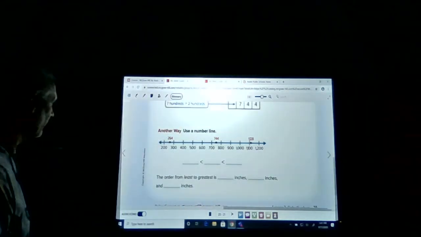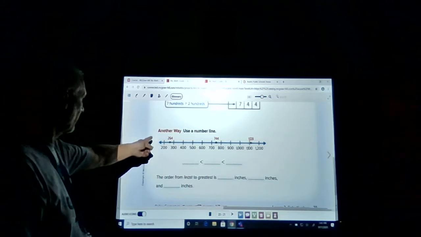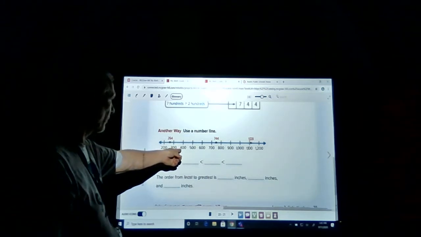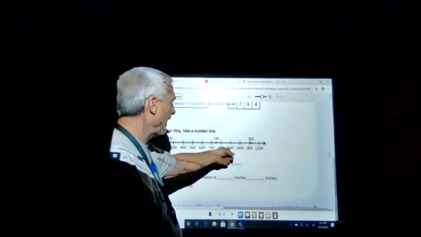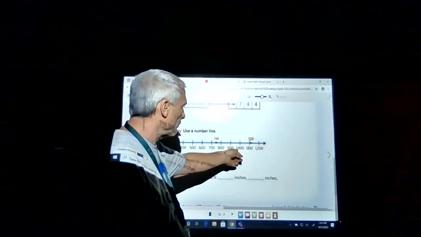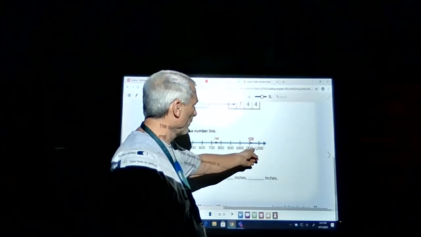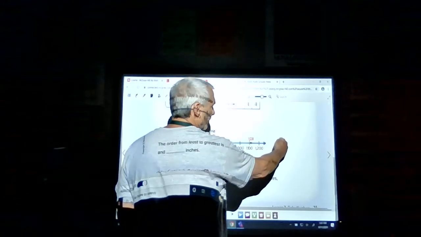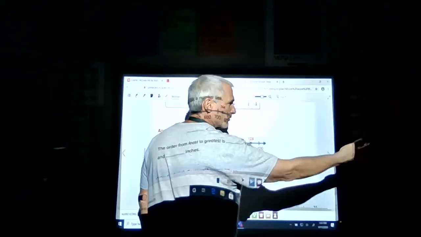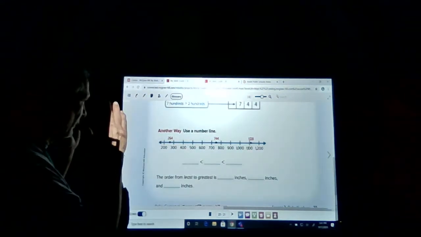So we're going to count by hundreds, starting at 0: 0, 100, 200, 300, 400, 500, 600, 700, 800, 900, 1,000. Then we start over, 1,100, 1,200, 1,300, 1,400, and so on. So this number line is counting by 100. It helps us to kind of see where the numbers are bigger and smaller.